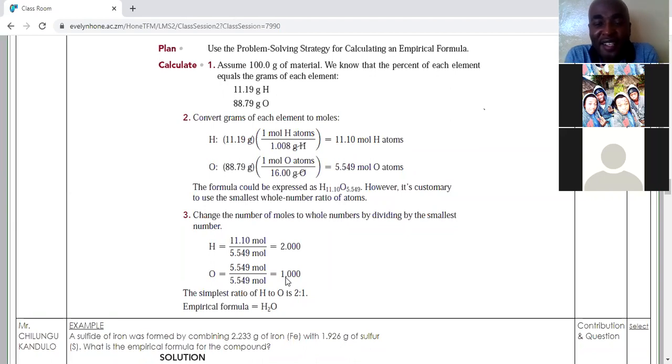I don't know, guys, in the first. An empirical formula. I'm free. Mr. Kandos, I have now understood.